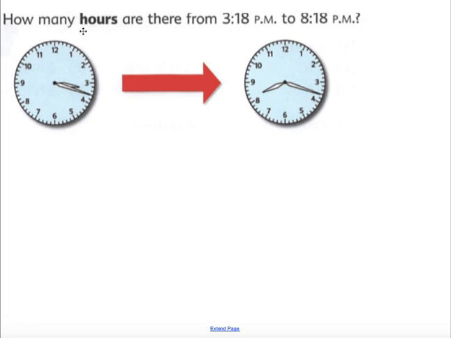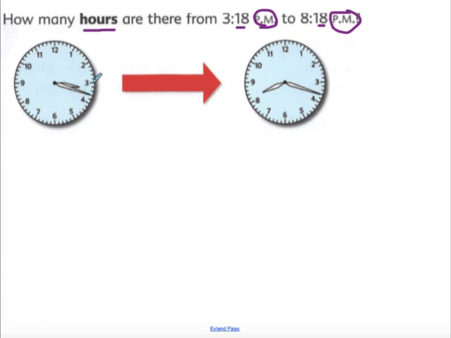Okay, something like this too, it's asking now how many hours are there. So we know we're going to keep our minutes. And we also are keeping PM, right? We're not switching from PM to AM, which is really important. So you can count up on your fingers from 3 to 8, or you can do a timeline. For practice right now, I would like you to make a timeline.